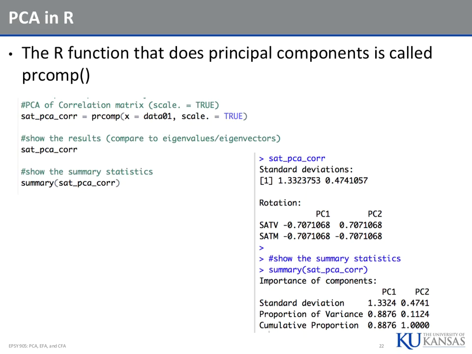PC1, those are the weights that go with the first principal component. So if we were to form a brand new principal component, we'd take negative 0.71 multiplied by SAT verbal, negative 0.71 multiplied by SAT math. We'd get our new component, and the standard deviation of that component would be 1.33.